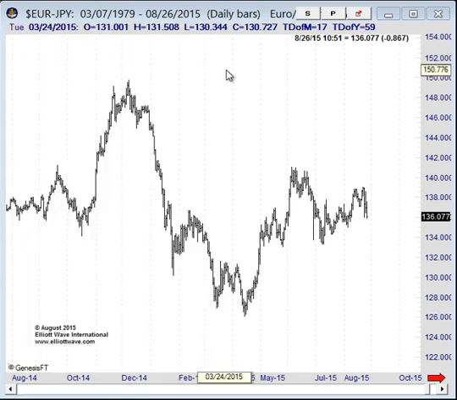Okay, now let's take a look at another price chart. This one right here. This is the Euro Yen. Take a look at this price chart, and again, just pause the video and take a shot at labeling this price chart.